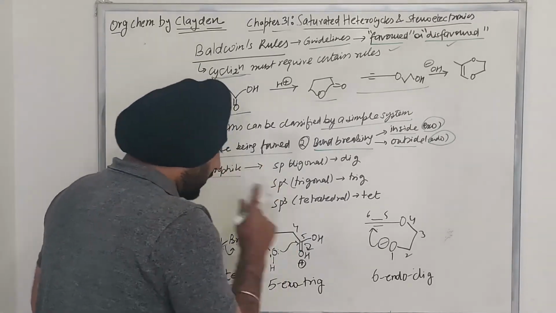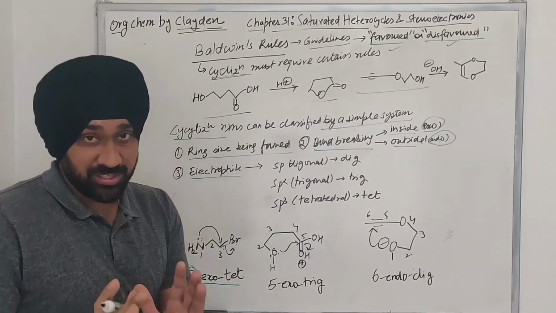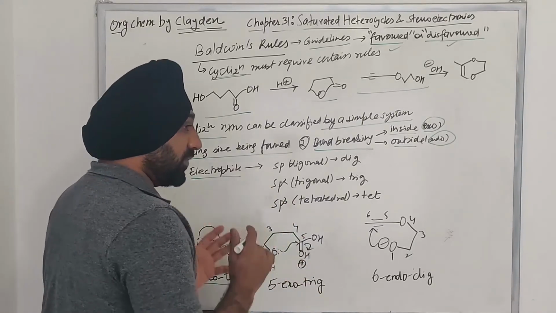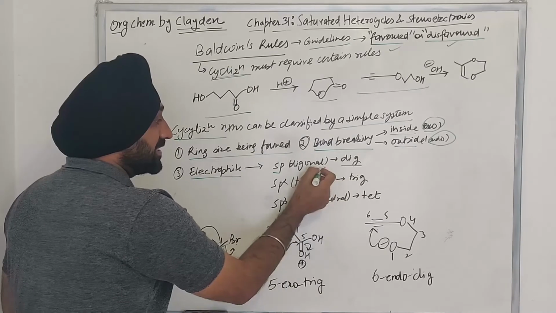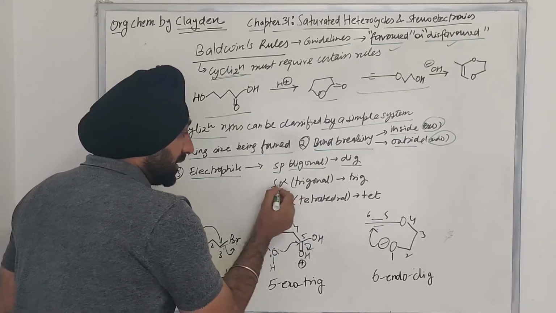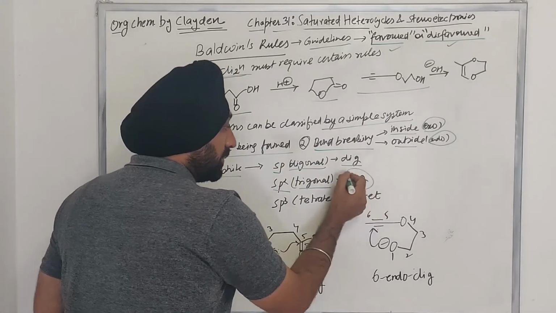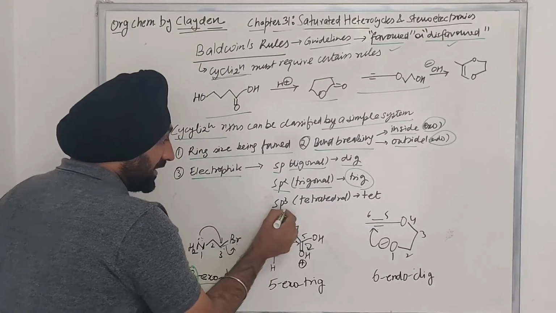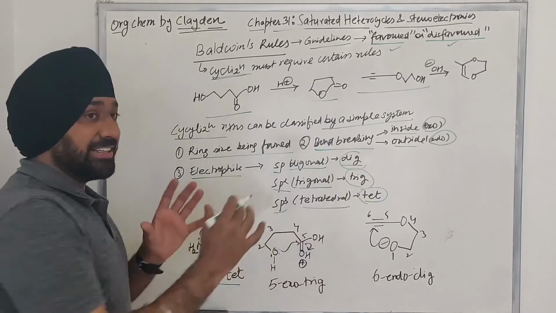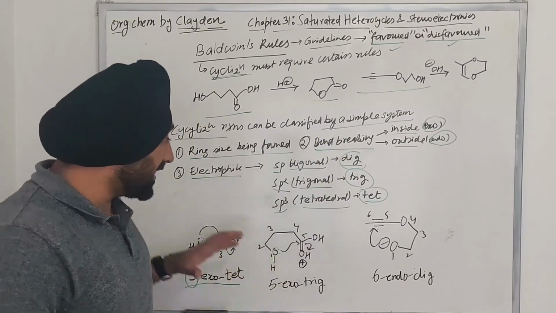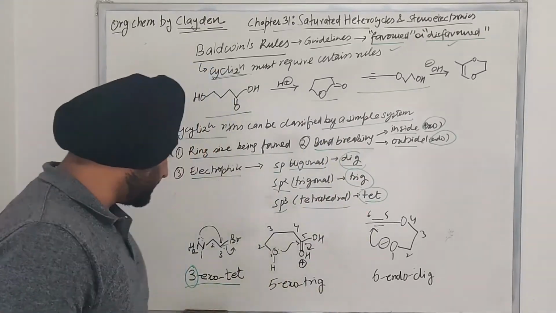अगर electrophile की आपकी hybridization sp है, then you can call it dig, which means diagonal, right? अगर वो sp2 है, we call it trigonal, short में उसका नाम है trig. If we are dealing with sp3, it is tetrahedral, so we call it tet. So these are the three terminologies that we use. अब इसका example देख लेते हैं, बहुत simple है ये.